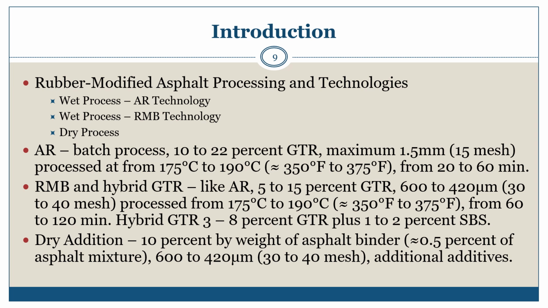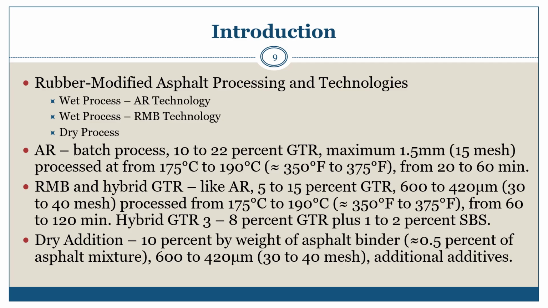There are currently two primary processes for incorporating GTR into asphalt binder and mixtures, referred to as either the wet or the dry process. Wet process blends GTR and asphalt with one of two technologies, asphalt rubber (AR) and rubber modified asphalt binder (RMB). RMB technology may be referred to as terminal blend. AR is generally produced on site at an asphalt mixture plant with a prescribed reaction time prior to mixing the GTR modified binder with aggregates.